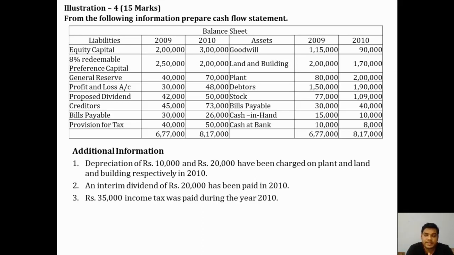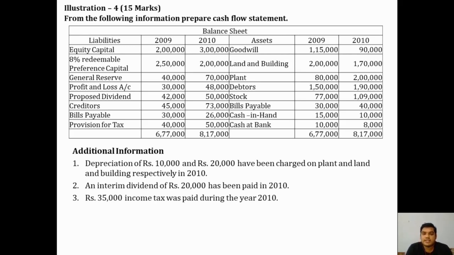Now let us come to the asset side. Goodwill. Earlier it was 1,15,000 and current year it is 90,000. So it is called written off. Goodwill has been written off. So this is called non-operating expenses or non-cash items. So hence we have to send it to operating activities.